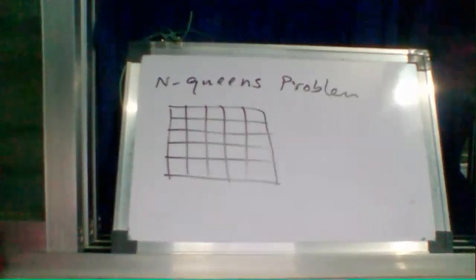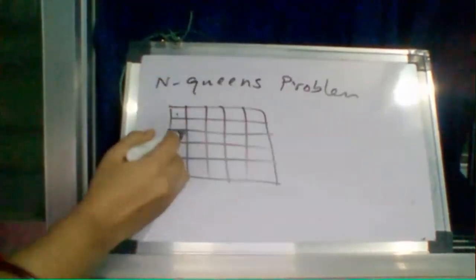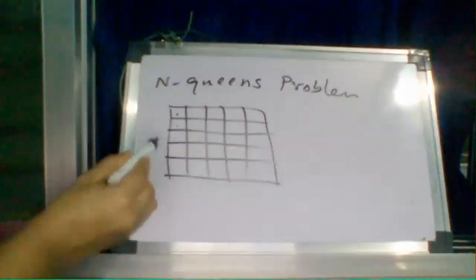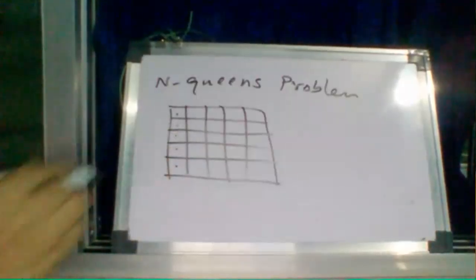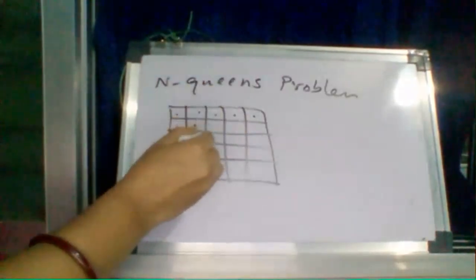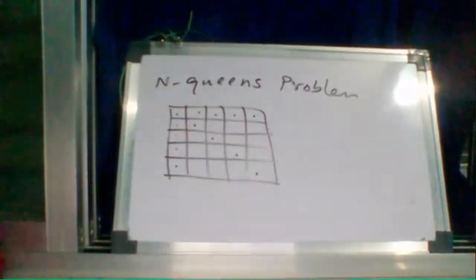How to place the queens? I have to place n number of queens in an n cross n chessboard in such a way that no two queens attack each other. Attacking means we cannot place two queens in the same row, in the same column or diagonally. So if I place one queen here, this whole column, this whole row and this whole diagonal are blocked.